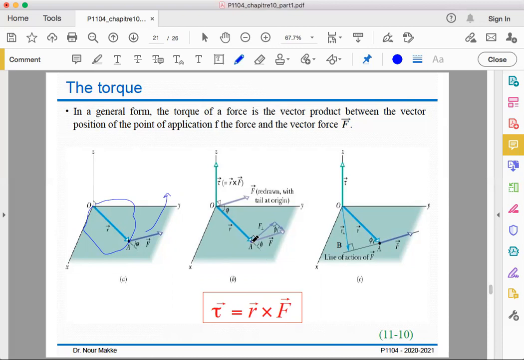يعني بتشوفوا where the force F is applied, where it is exerted, and then you make a vector between the origin اللي هو axis of rotation and the point of application of the force. The vector product between R and F is defined as the torque tau. So tau is equal to R cross F.